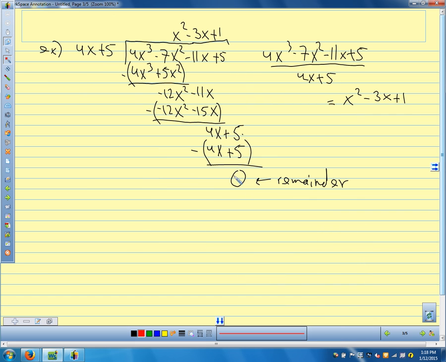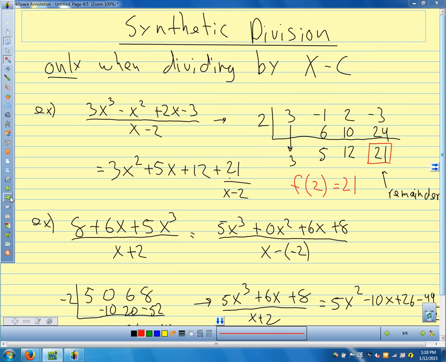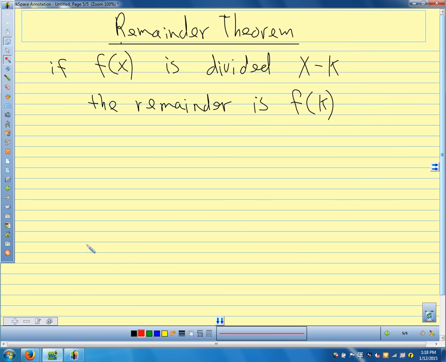Here we had a remainder of 0. Now this is an x minus c. I could rearrange this to be like x minus c, but this tells us something special when I have a remainder of 0. So let's talk about what that is. That is what we call the factor theorem.